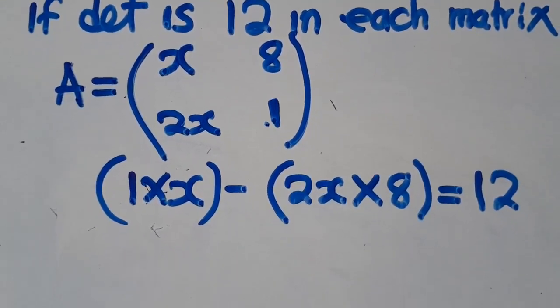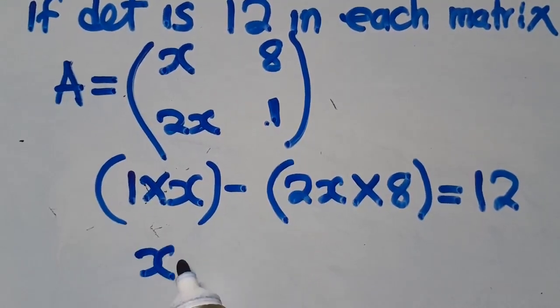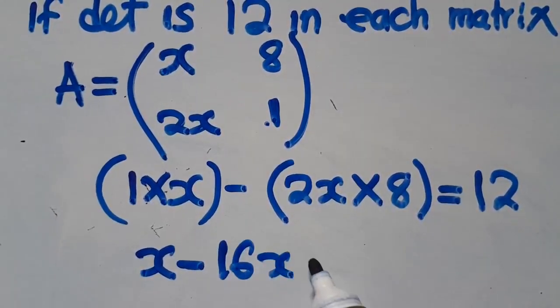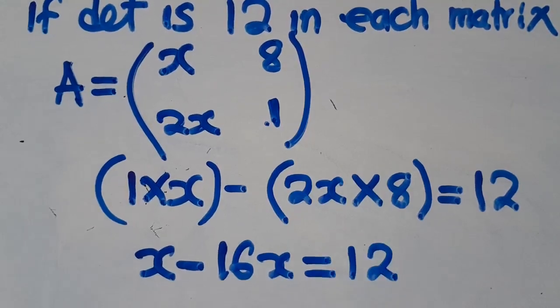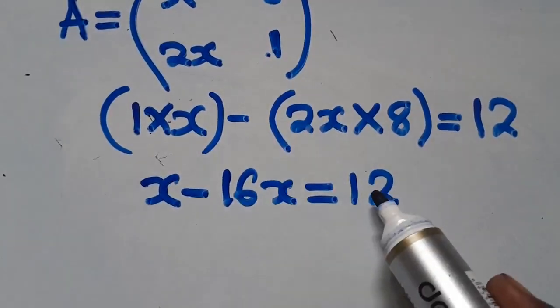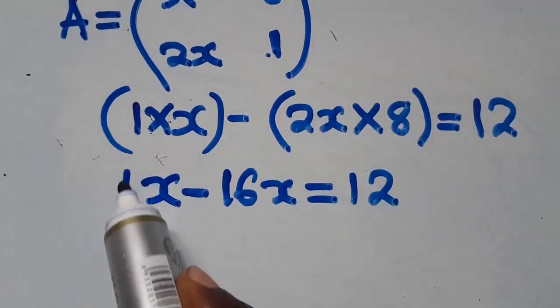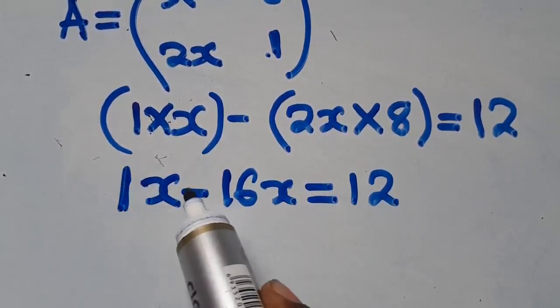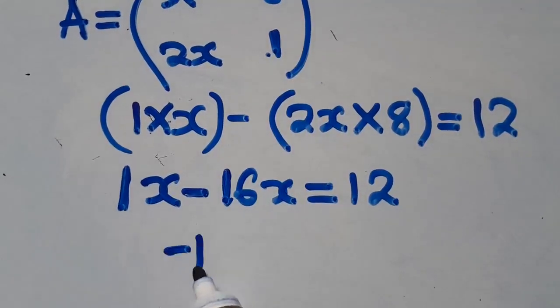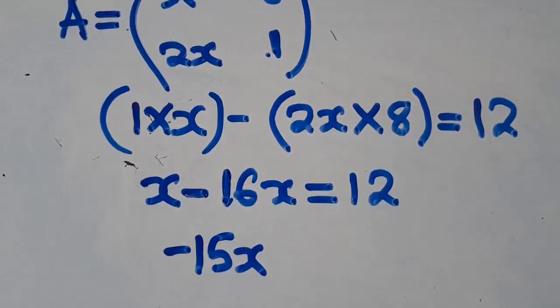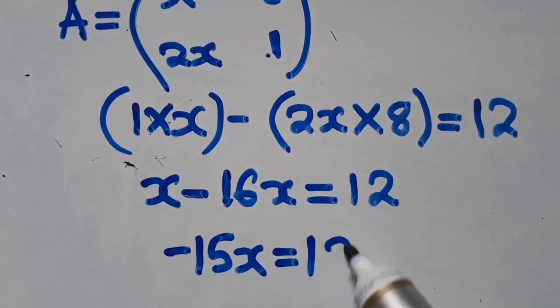From there, 1 times x is x, minus 2x times 8, that's 16x, which is equal to 12. There is no need of saying this 16 should go that side. This is the same as 1x, but we don't write 1x. So it's just 1 minus 16, what's the answer? -15. So just say -15x. We don't show the 1 there. We cannot write 1x, it is just x, which is equal to 12.